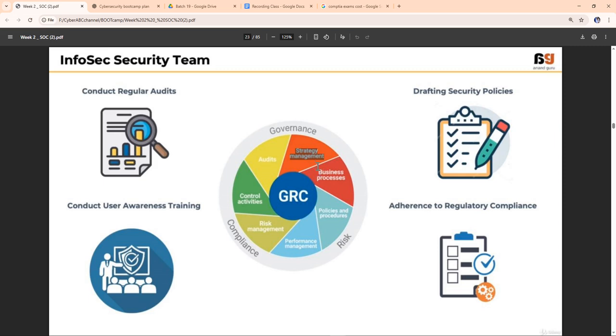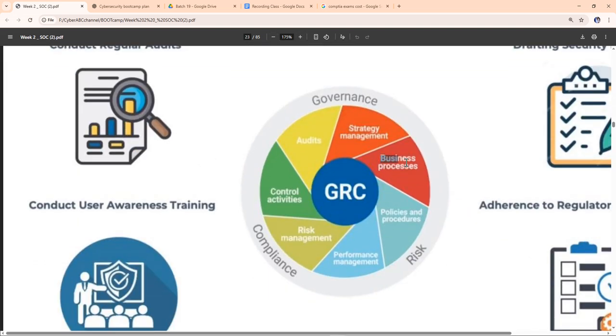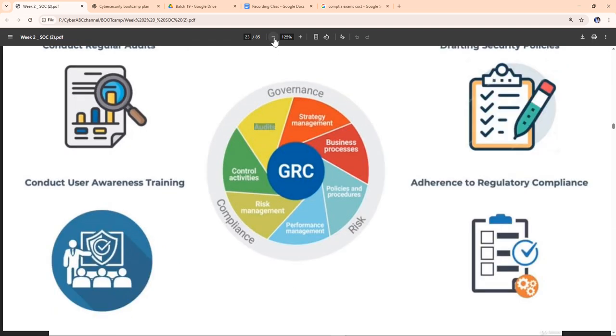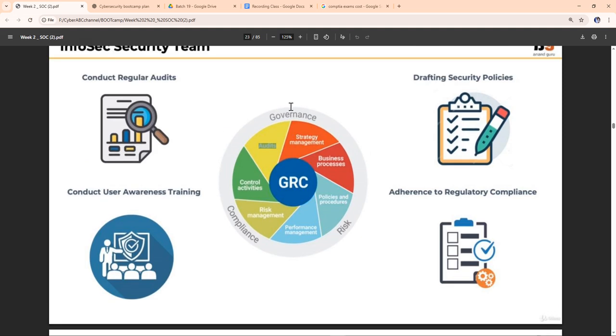We have strategy management, business processes, policies and procedures, performance management, risk management, control activities, and auditing. So this GRC is a very strong and very interesting part also in the industry. Thank you.